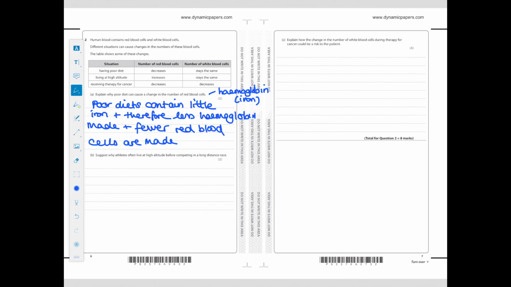Suggest why athletes often live at high altitude before completing a long distance run. The clue here is that it says at high altitude that the red blood cells increase in number. So let's make that statement first of all.